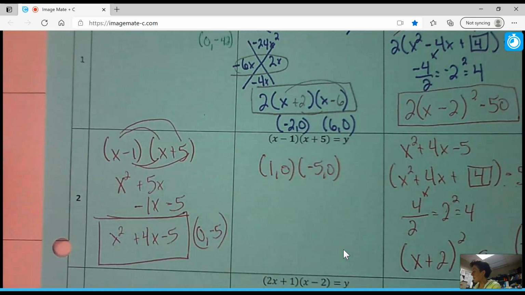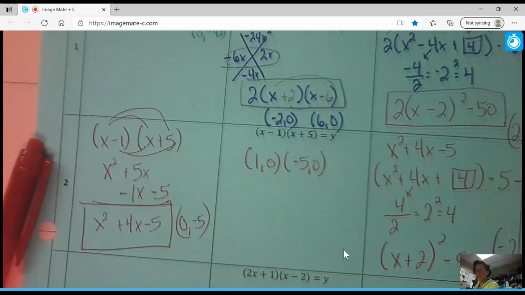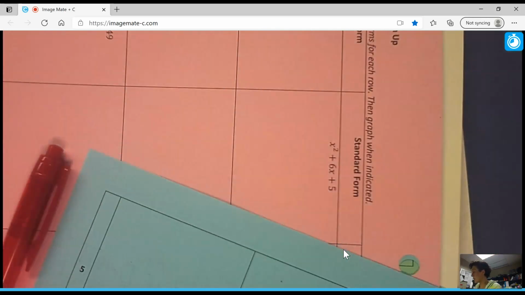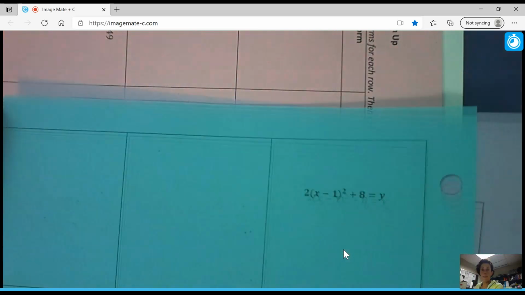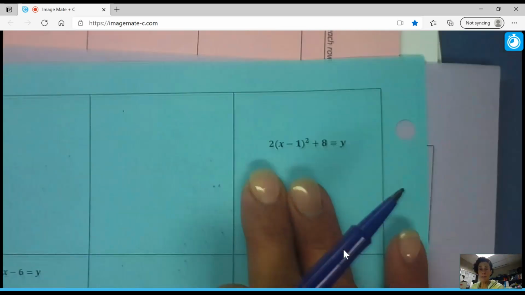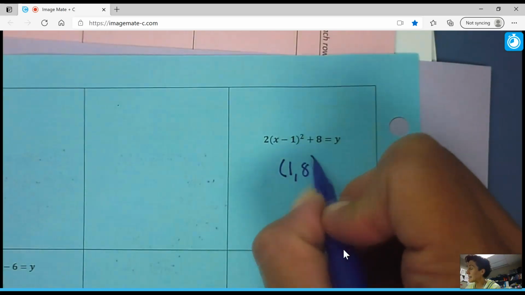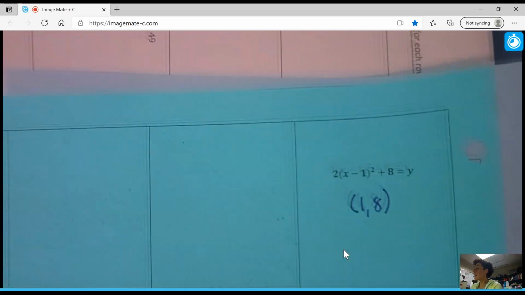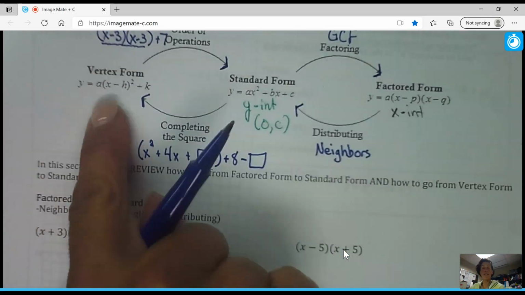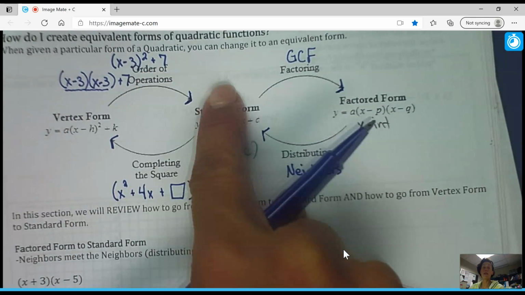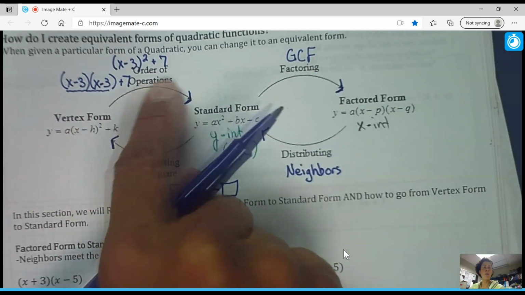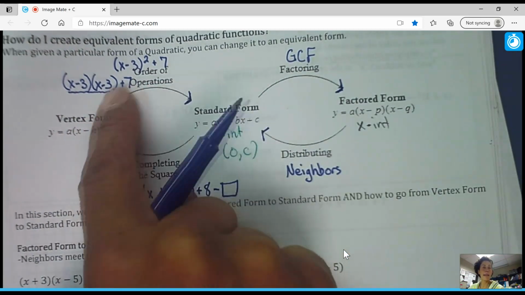The last one from there that we'll do together, so not number 4, we're actually going to jump to number 5. And here I'm starting in vertex form. So I've got my vertex of 1, 8. And from there, let's see what we can find. So to get factored form or standard form, if I start with vertex form, the only thing I can do is standard form.